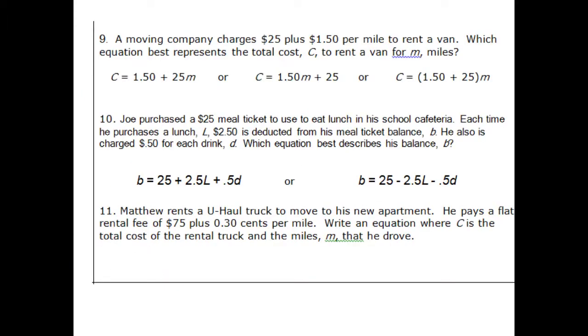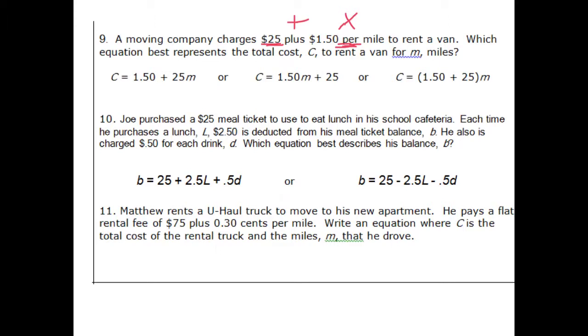So when we're evaluating a verbal description, it's best if you can go ahead and do some marking up of the information it gives you. So we know that we're being charged $25. And then the only thing that we're doing with that $25 is adding it to something. So plain old 25 plus something. And the plus something is $1.50 per mile. Remember that per mile means multiplication. So we got an addition and we have a multiplication.